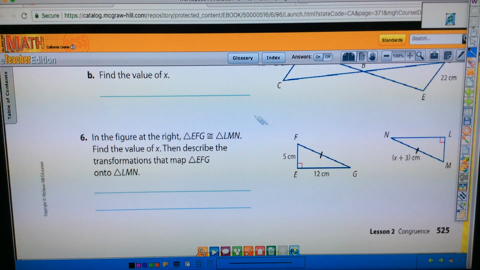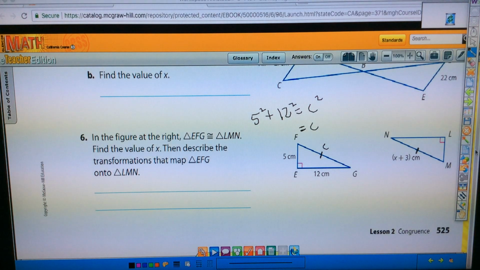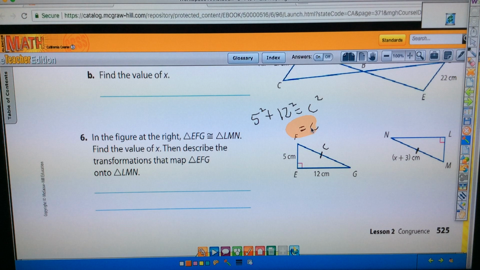5 squared, I'm going to put it up here actually. 5 squared plus 12 squared is equal to, we're going to just call this C, because it's the hypotenuse, C squared. So you're going to figure out what C is. I'm going to let you do that on your own. Whatever C ends up being is going to correspond with this side here, MN.